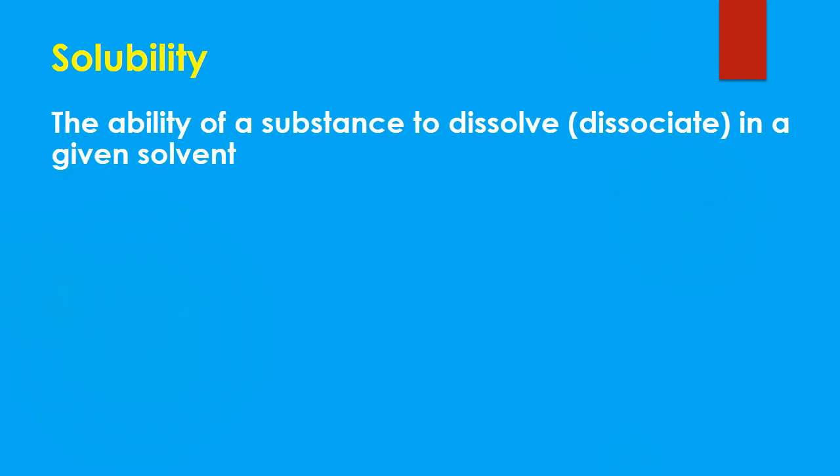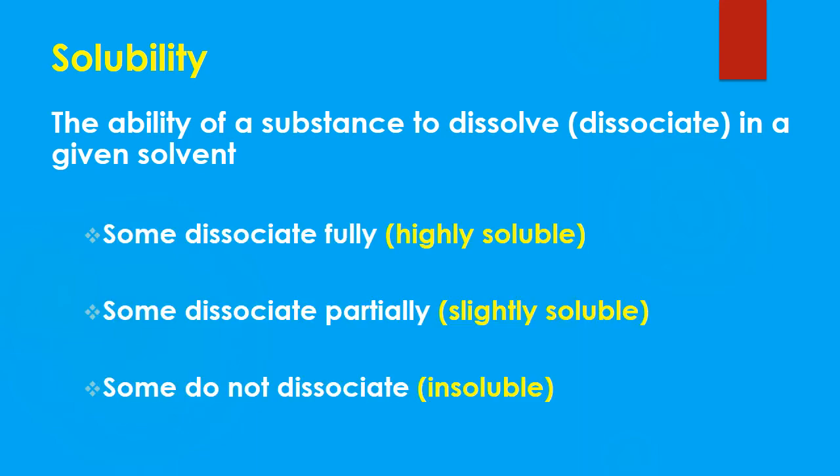So solubility. What is solubility? It is the ability of a substance to dissociate in a given solvent. And in this unit, as I said before, we're going to be talking about water as the solvent. So here we're looking at how well a substance dissociates or breaks up when it's placed in water. Some substances will dissociate fully. They will dissociate completely, so that will make them highly soluble. Then there are those that are going to dissociate partially. They are slightly soluble, so they're soluble to an extent. And there are those that are not able to dissociate, so they're insoluble.